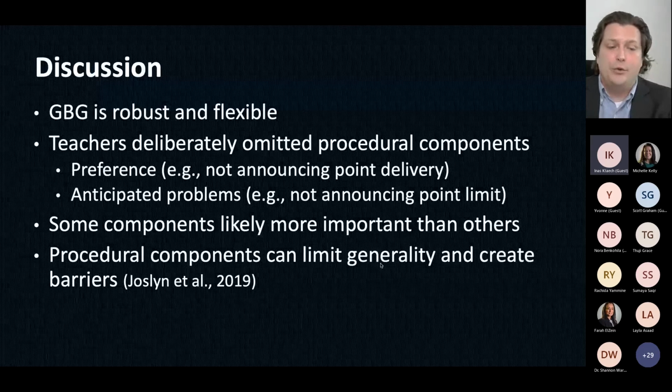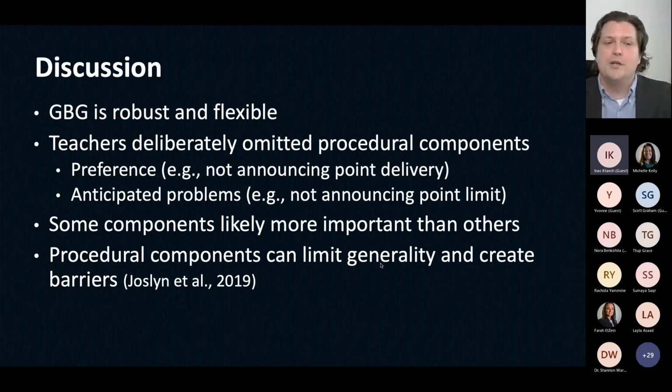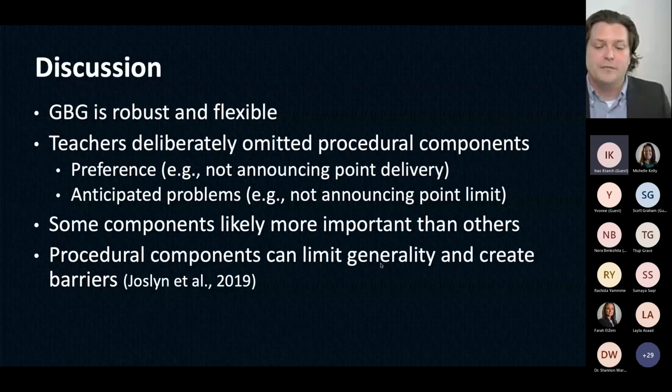The other teacher who had a deliberately omitted procedural component didn't announce the point limit. So he never told the students what the maximum number of points was. And he did this because he said that he didn't want the students to, quote, "know what they could get away with." So the point limit was quite high in that classroom because they started out at a very high level of disruption. And so he didn't want the students to know how frequently they could engage in disruption and still win the game. And so omitting that procedural component, again, did not result in a treatment failure. So it was still effective even with these points omitted.